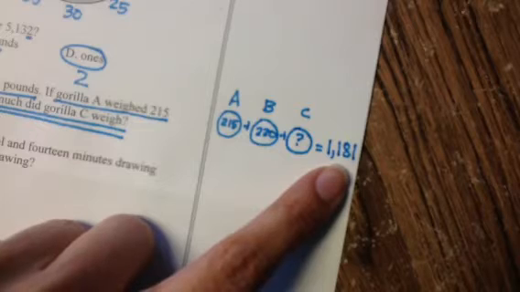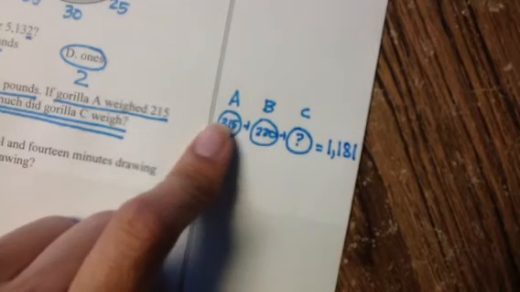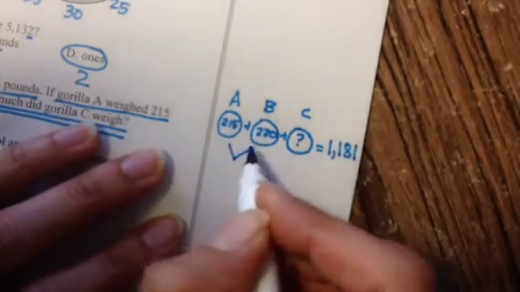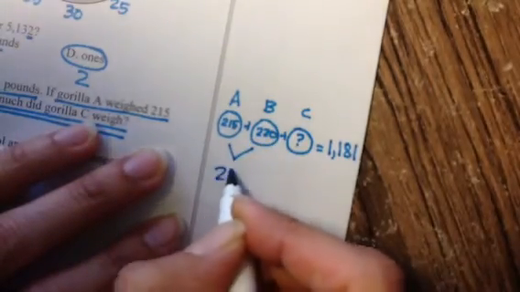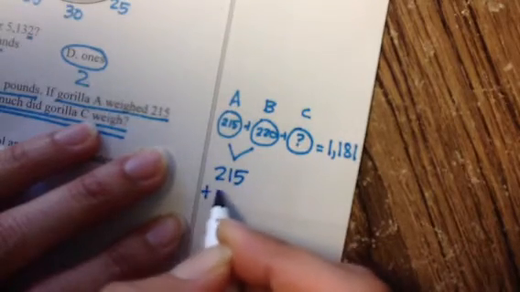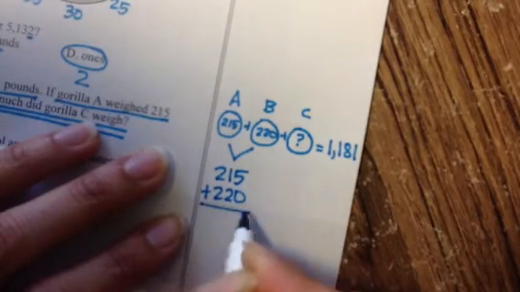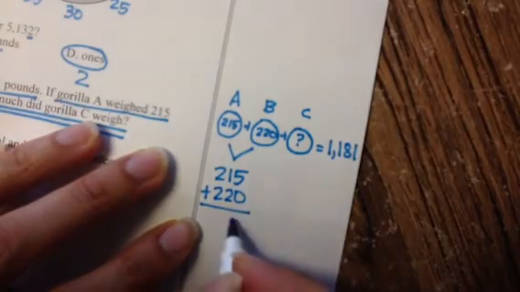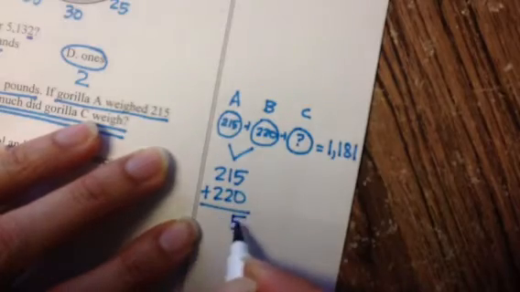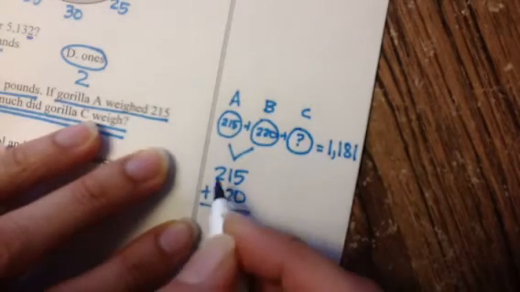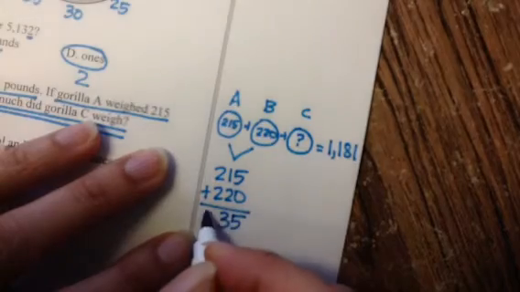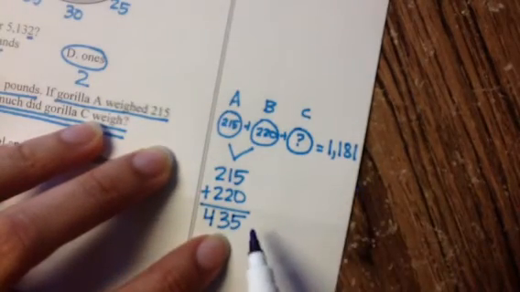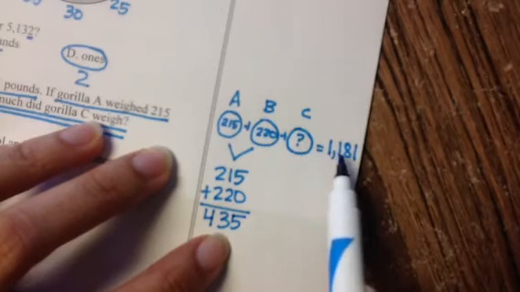So let me show you how we'll do that. What we'll do first is let's add A and B together. All right, so to add A and B together, I am going to do 215 plus 220. So let's add. 5 plus 0 is 5. 1 plus 2 is 3. And 2 plus 2 is 4. Okay, so that's for A and B. I have to figure out what else I need to add to give me that.